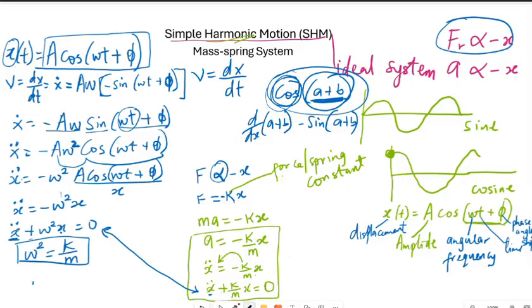So we can see that our omega, which is our angular frequency, is the square root of k over m. And don't forget, our k is the spring constant, while m is the mass of that object. a is acceleration, and that is how it goes. So don't forget this part also.